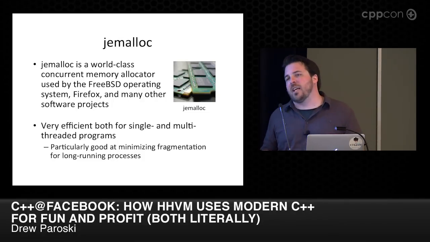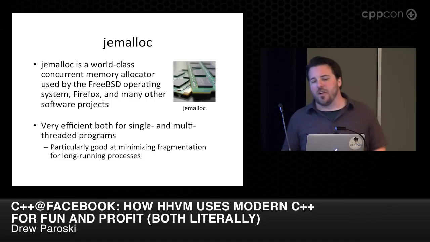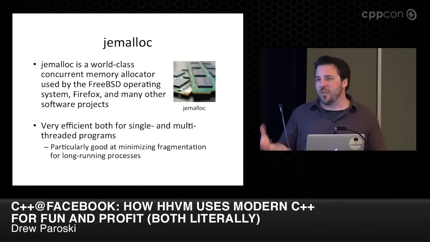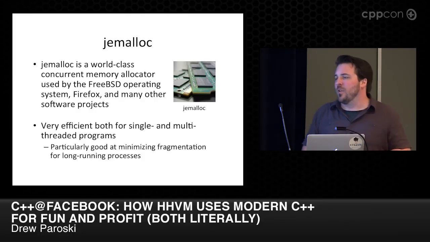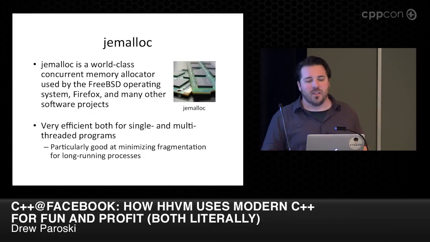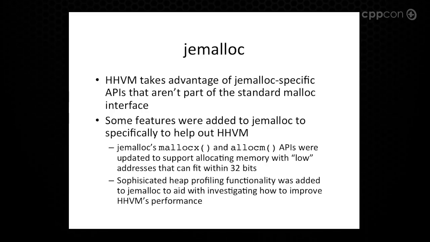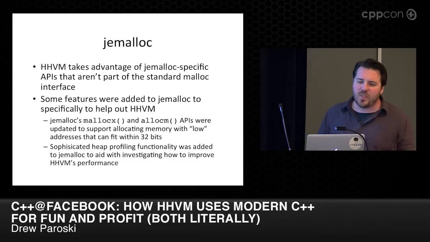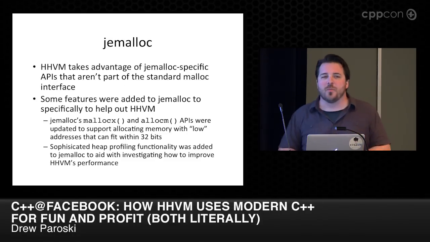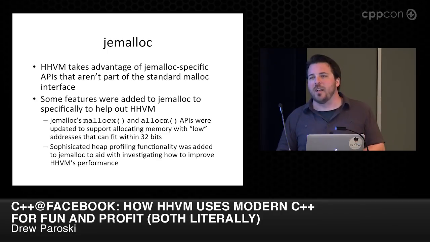And what it really excels at is minimizing fragmentation for long-running processes. And HHVM being a long-running server-side process, that runs for 24 hours or more, depending on how you use it, it was important that we kept fragmentation to a minimum. But one of the really cool things that came from the fact that we were able to pick our own allocator was that we were able to get this coevolution between HHVM and the jemalloc allocator. So HHVM takes advantage of some jemalloc APIs that aren't part of the standard malloc interface.